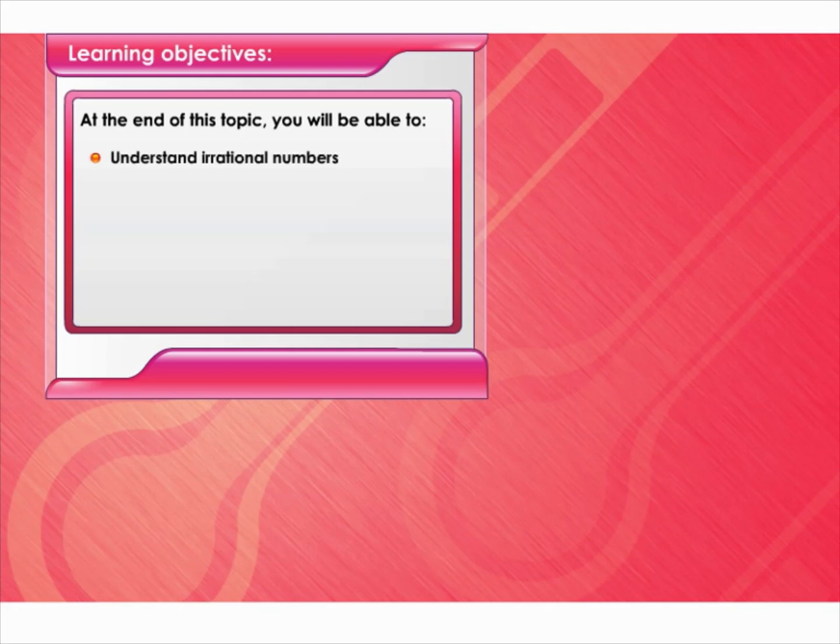Learning objectives. At the end of this topic, you will be able to understand irrational numbers, understand real numbers and their decimal expansions.